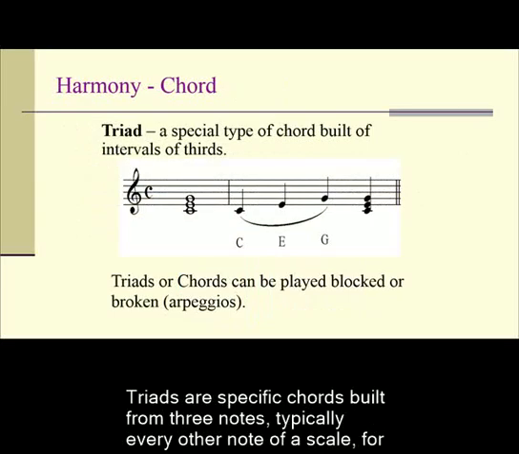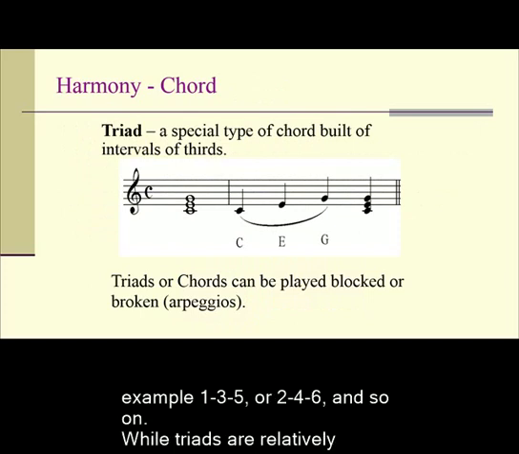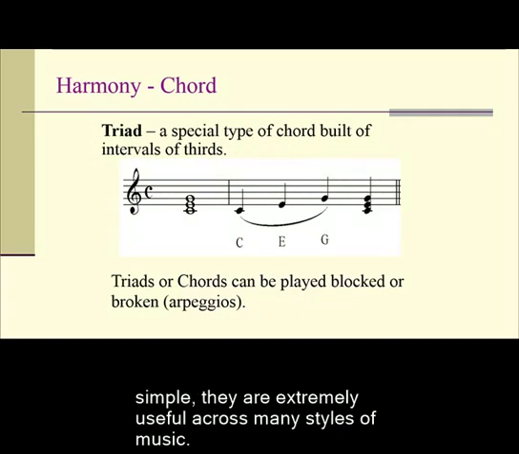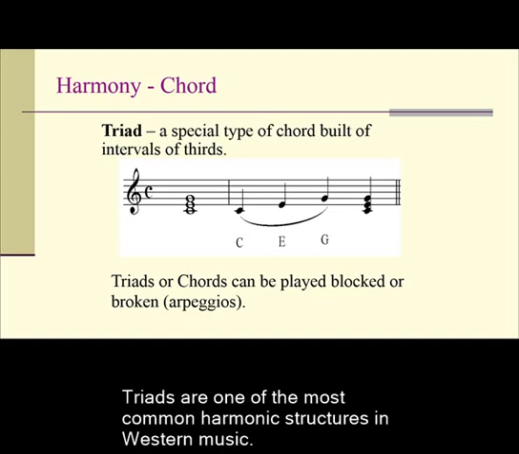Triads are specific chords built from 3 notes, typically every other note of a scale. For example, 1, 3, and 5. Or 2, 4, and 6, and so on. While triads are relatively simple, they are extremely useful across many styles of music. Triads are one of the most common harmonic structures in Western music.